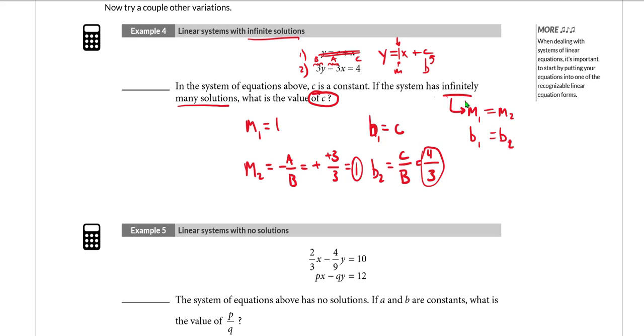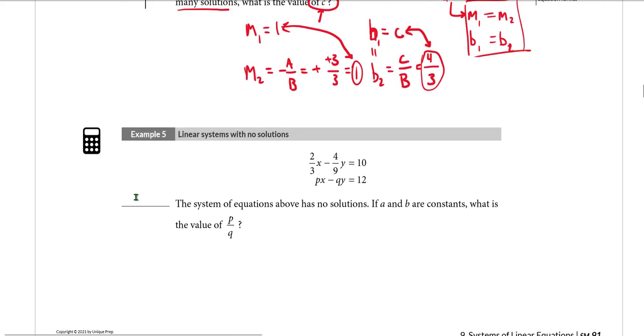In order for there to be an infinite number of solutions, the slopes have to be equal, which they are, and the c must equal 4/3 because our two y-intercepts must be equal, and c is the y-intercept of the first line and 4/3 is the y-intercept of the second line. That means c must equal, and that is what they were asking here, c must equal 4/3.